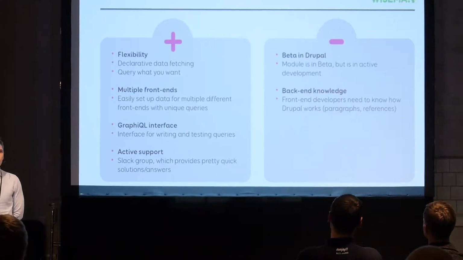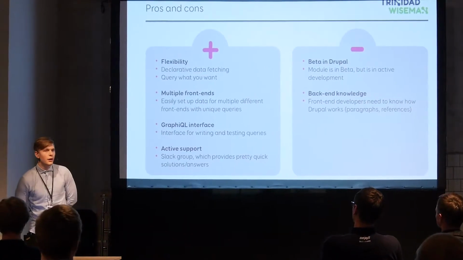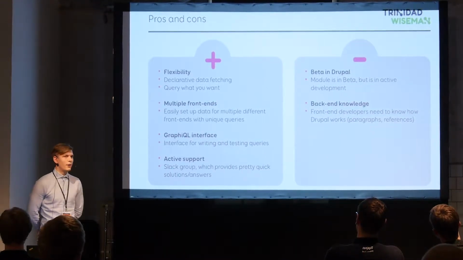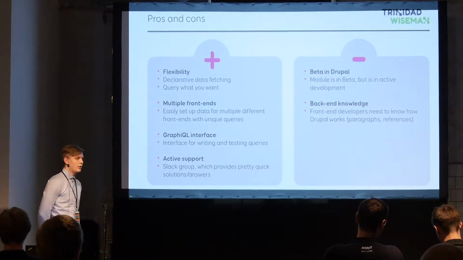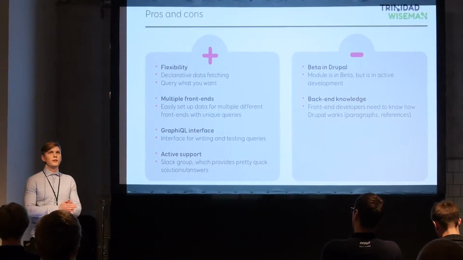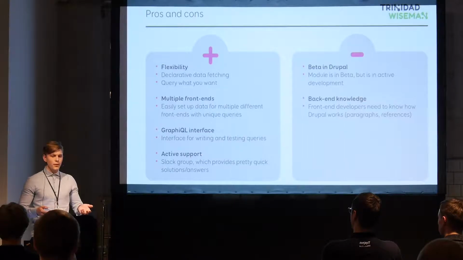A really good thing that comes with the GraphQL module for Drupal is the GraphQL interface, which is like a little GraphQL compiler. You can write queries in there, and it gives you hints and suggestions on what you can use while writing the query. For example, if you're querying a content type, it offers you the fields the content type has.